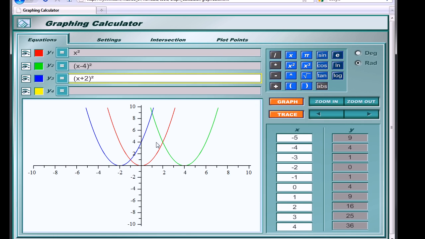Notice it did exactly what I said. X minus 4 squared was shifted 4 to the right. X plus 2 squared was shifted 2 to the left. And it might be unintuitive at first, this shifting that I'm talking about. But really think about what's happening.